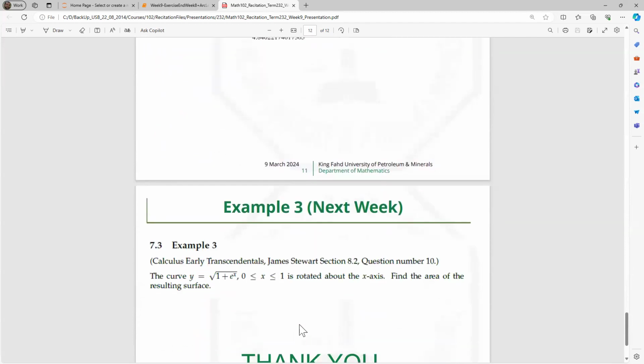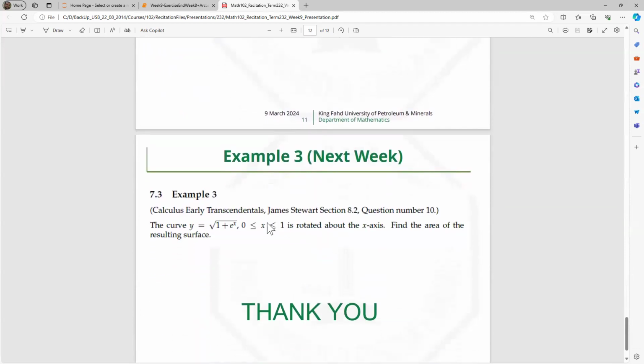So we have an exercise for next week, about the rotation of the curve y equals the square root of 1 plus e^x, when x is between 0 and 1, about the x-axis, and we would like to find the area of the surface of revolution. So next week we talk about the area of surface of revolution.